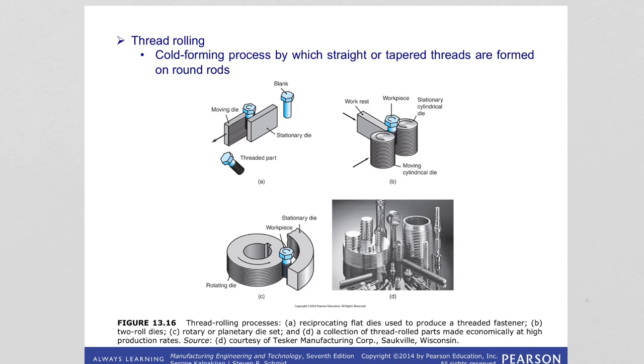Thread rolling is a cold forming process by which straight or tapered threads are formed on round rods. As you can see, there are different ways to do that. In image A, we are seeing reciprocating flat dies producing a threaded fastener. The same fastener can be produced with two roll dies, as in image B, and as in image C, with a rotating die and a stationary die. In image D, we are seeing different types of thread rolled parts. These are economical and production rates are high.